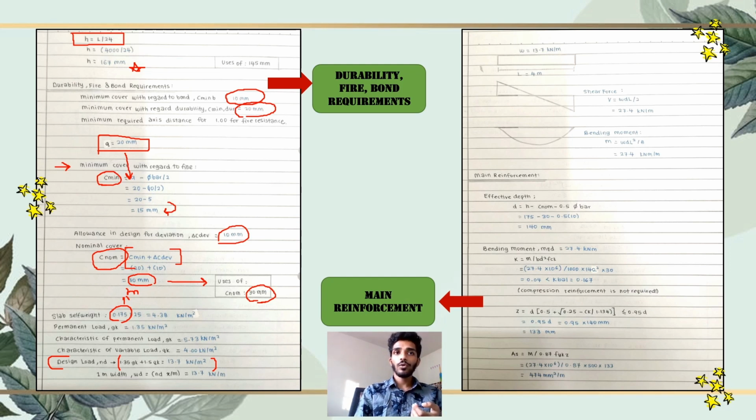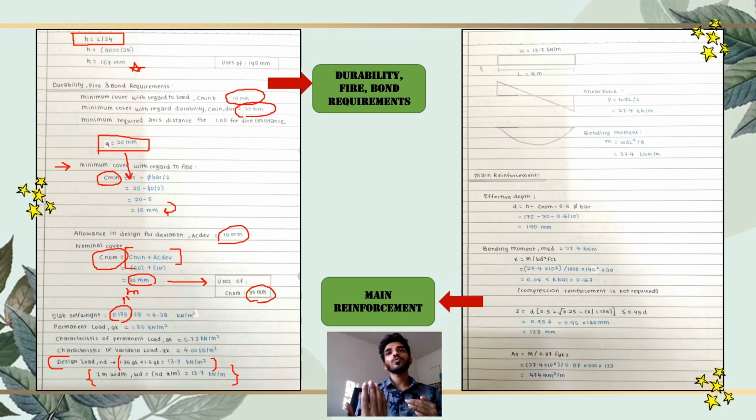So as we can conclude, for 1 meter width, VD is equivalent to ND times per M, which is equivalent to 13.7 kilonewton per meter. So this is how we identify the durability, fire and also bond requirements.